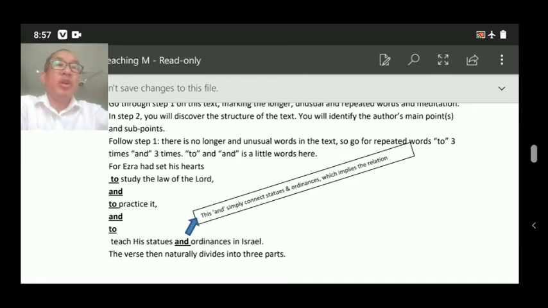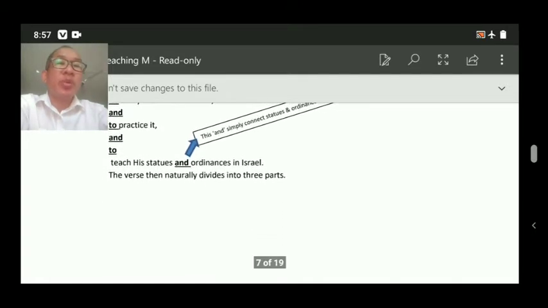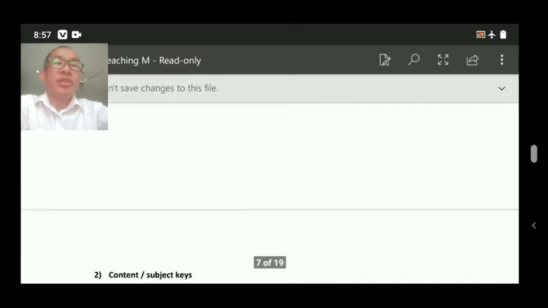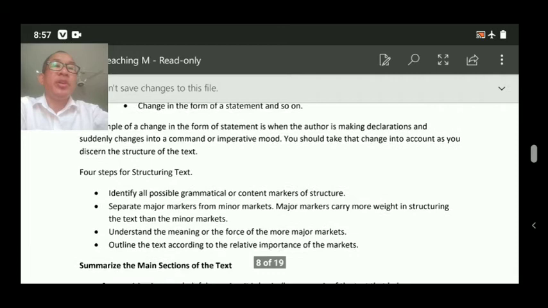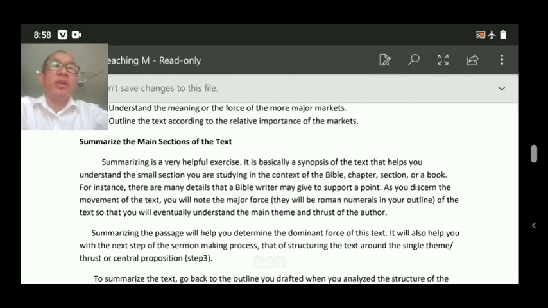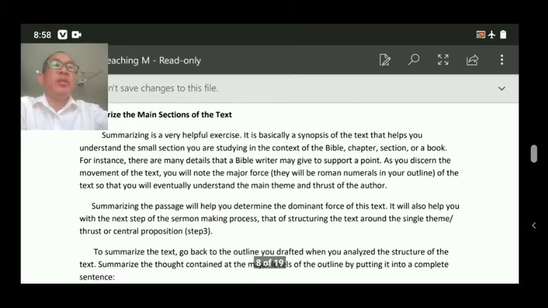ordinances in Israel. Now, once you set this up, or when you roughly structure this, you have to summarize it again. Or in another way, you can structure with the content, as we are doing in Ephesians chapter 5; that will be through content. After structuring it, you have to summarize it again, because that will help you to structure your points well.